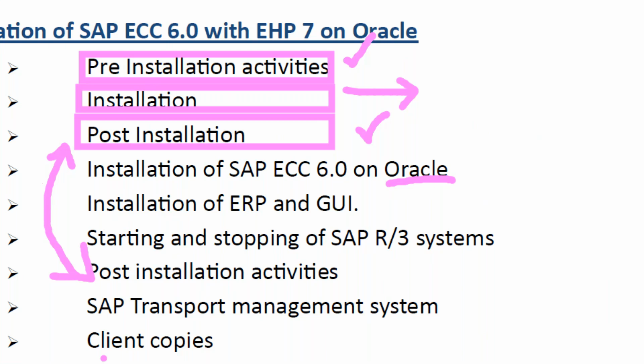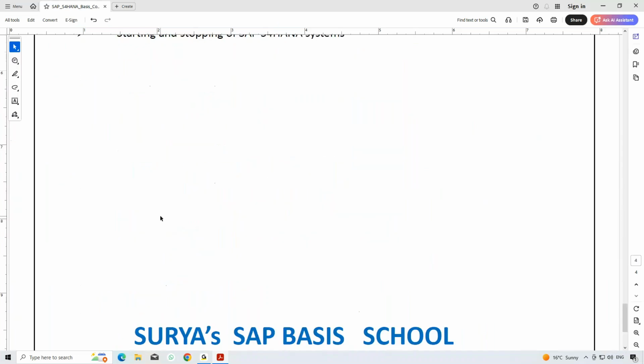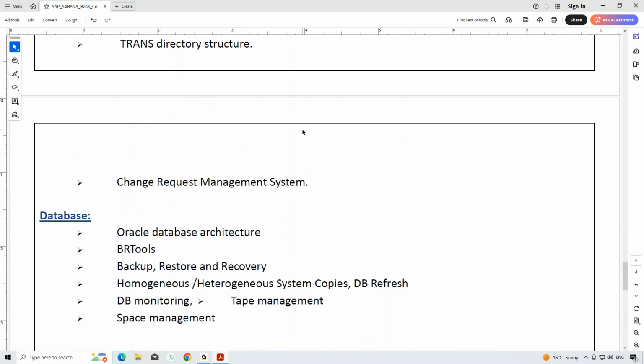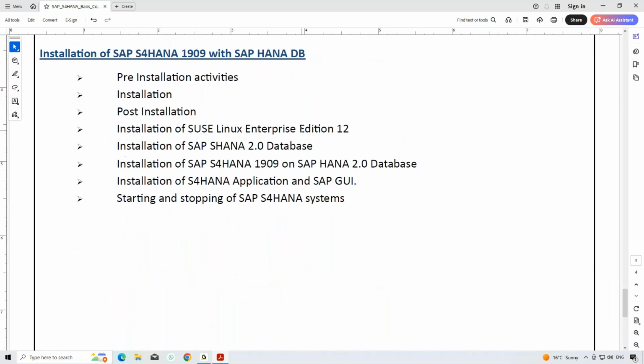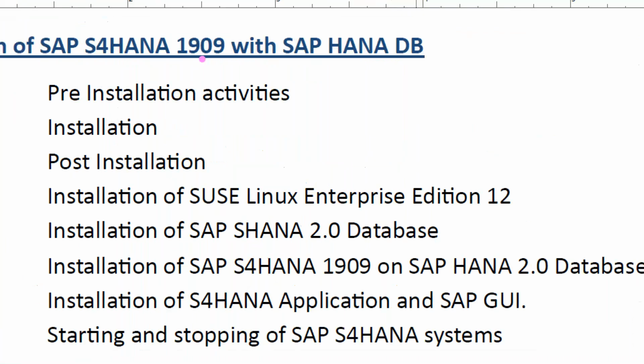So client copies, we already discussed all these things. S4 HANA: in ECC, we are using Oracle database. In S4 HANA, we are going to use the HANA database. Pre-installation steps, so not 1909. In place of 1909, the latest one we are using, that is 2023. The version is 2023. S4 HANA 2023 we are going to install.